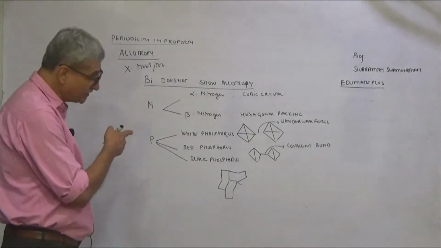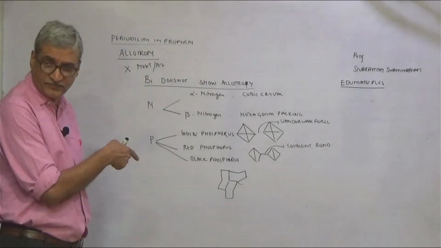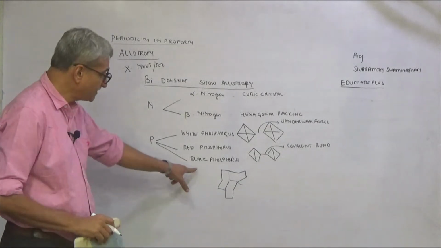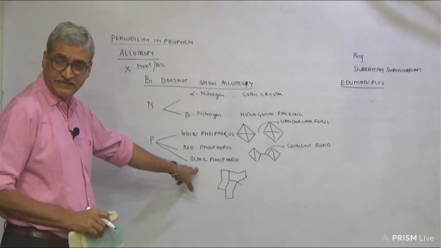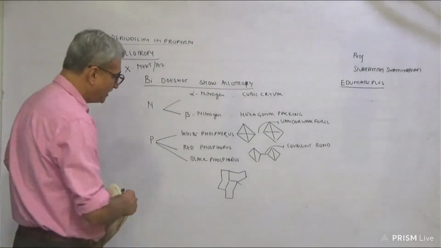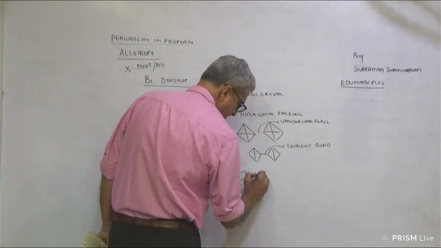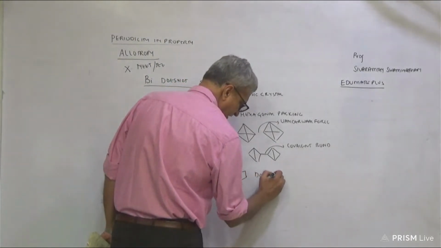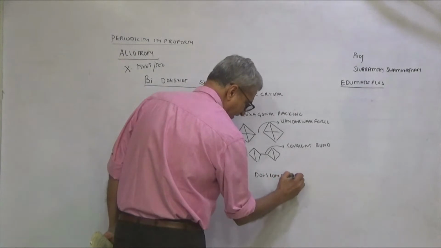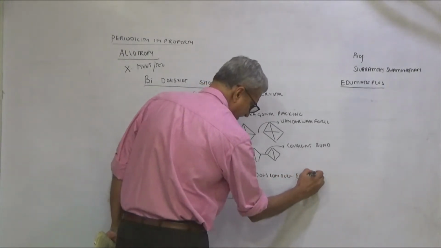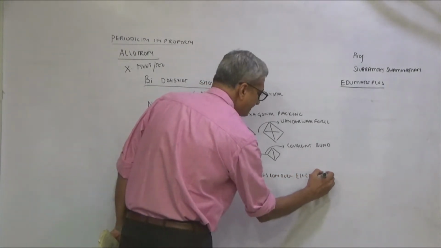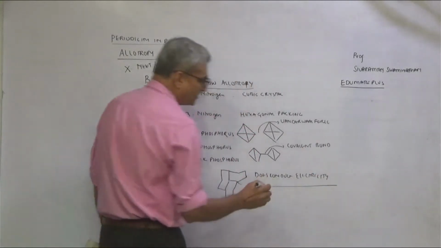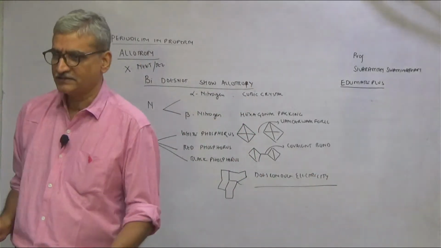Black phosphorus, one very important point, is a difference in physical properties. Black phosphorus is a conductor of electricity. Generally, non-metals do not conduct electricity, but black phosphorus does conduct. So that is the answer to which phosphorus conducts electricity.